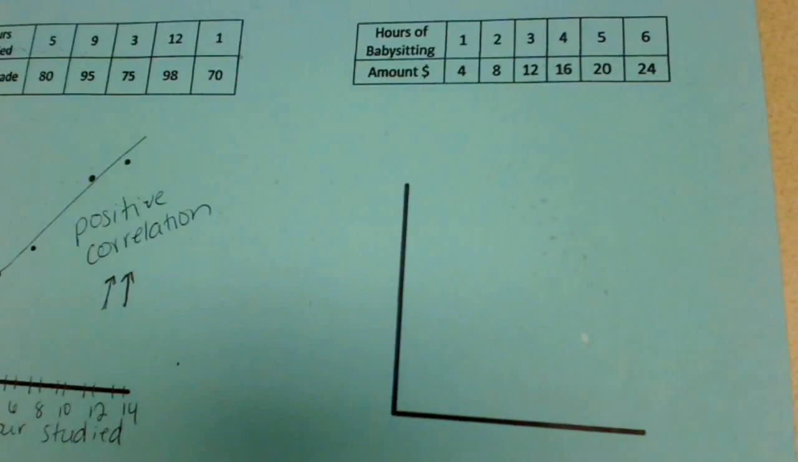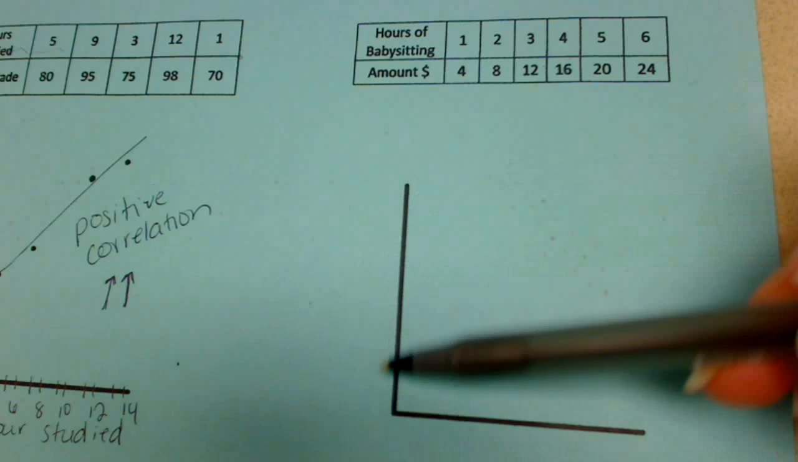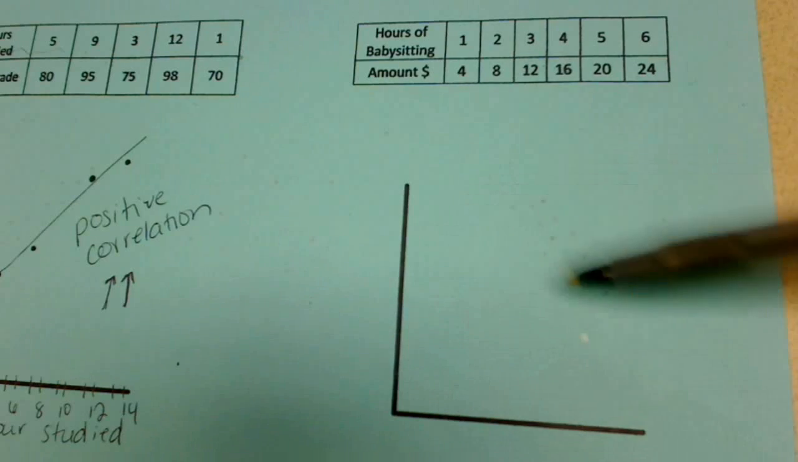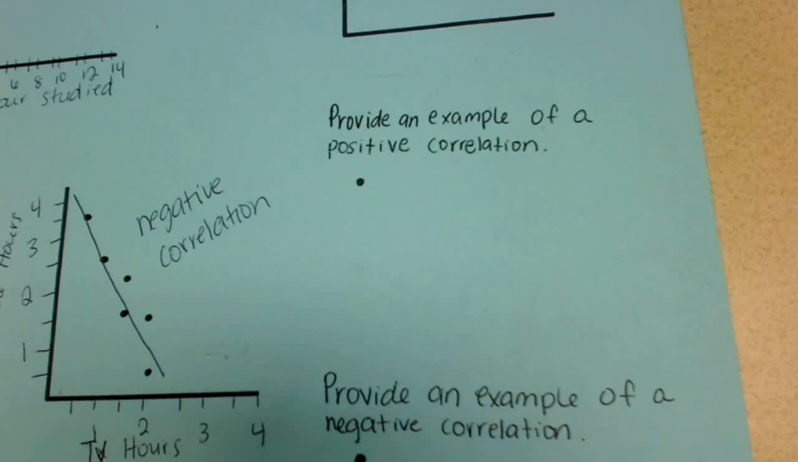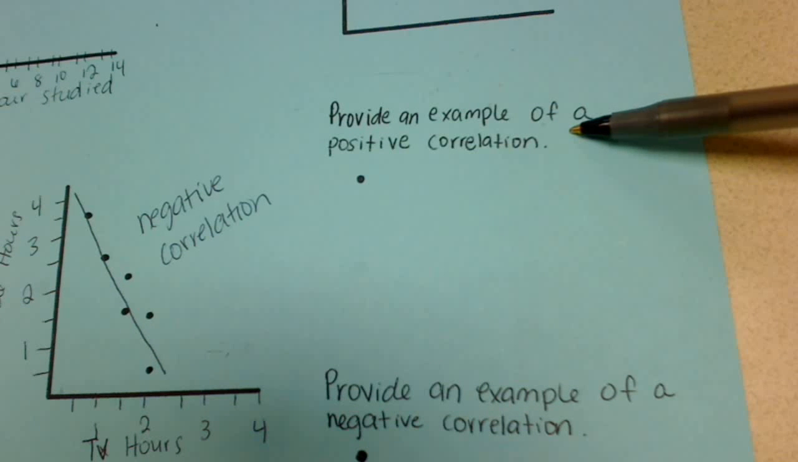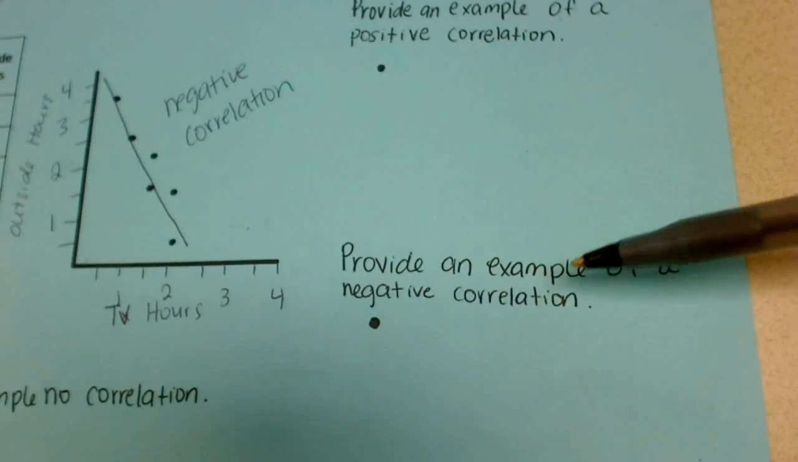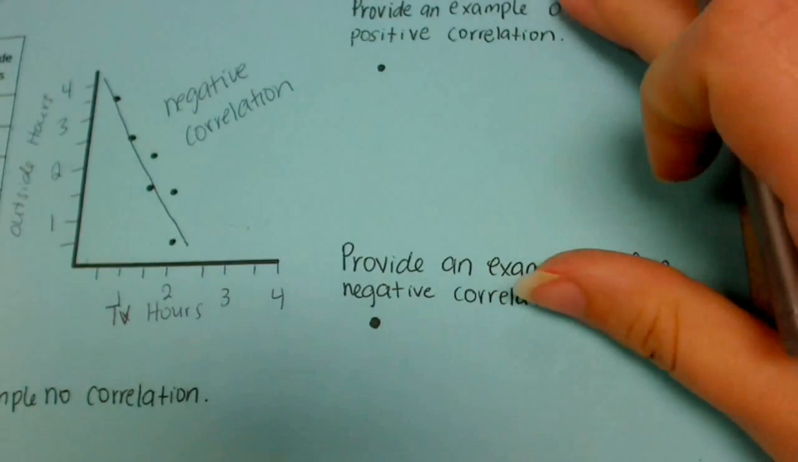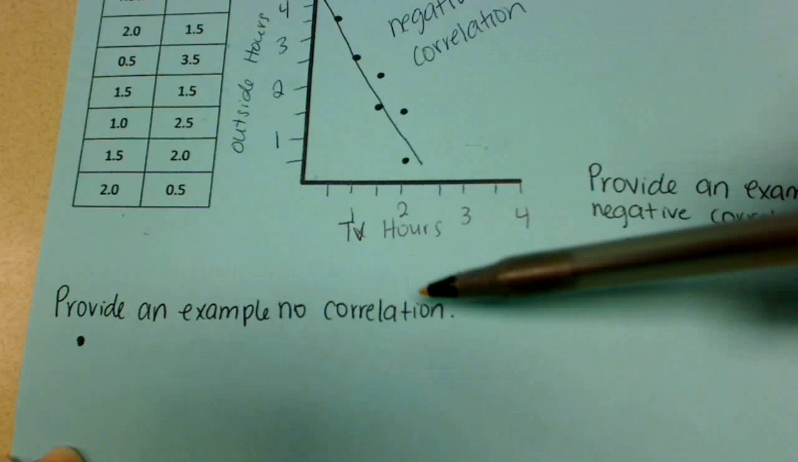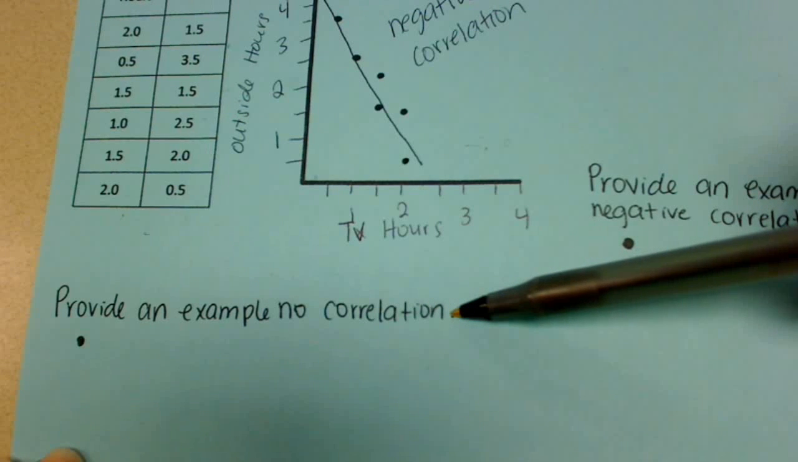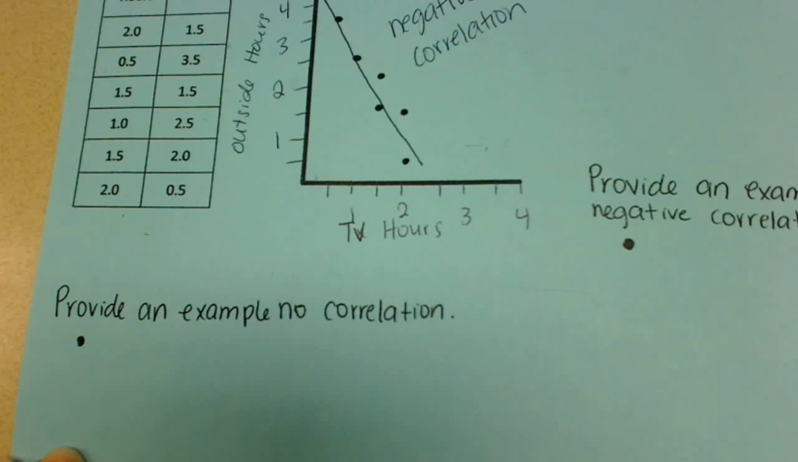What I want you to do is bring to class this third graph, make your labels, make your points. I also want you to provide an example of a positive correlation, just numbers, as I did on the front with your examples. Provide an example of a negative correlation. Also provide an example of something that has no correlation. Bring this to class on Monday and you should be good to go.